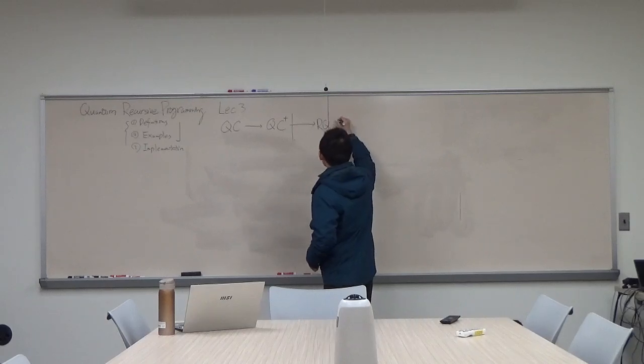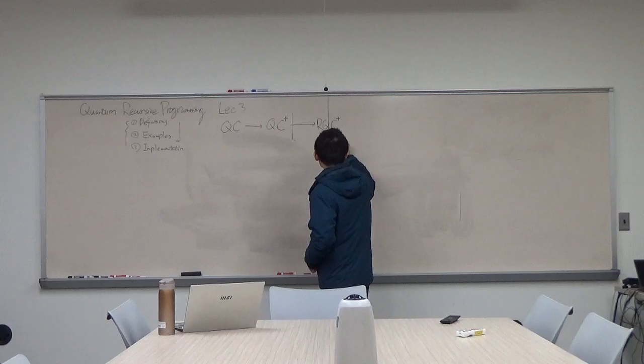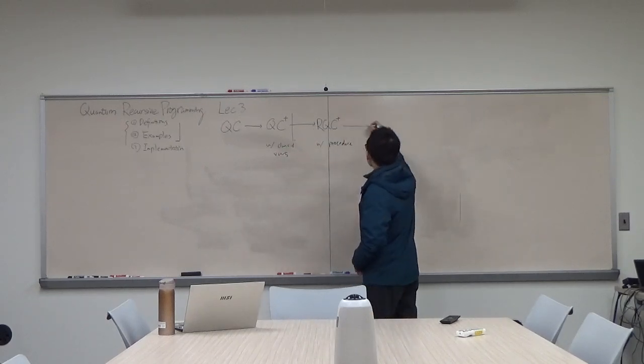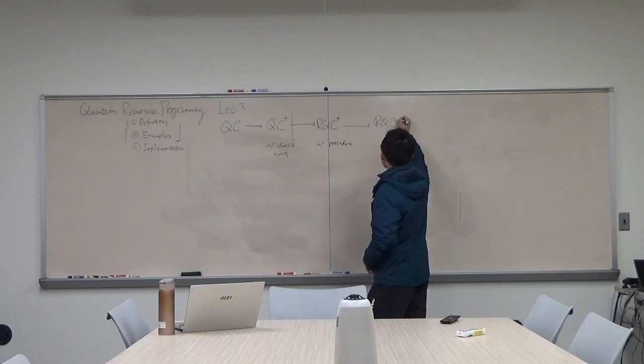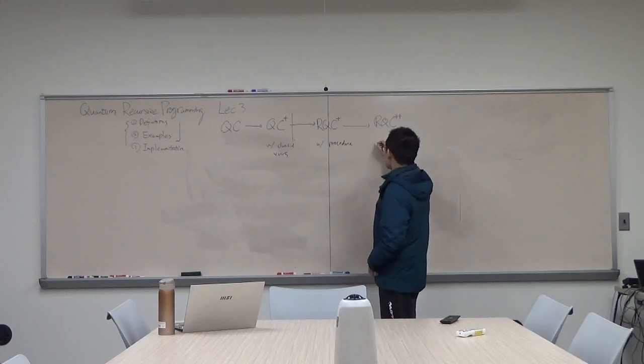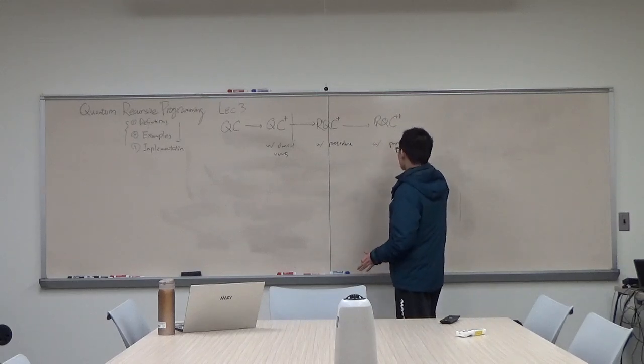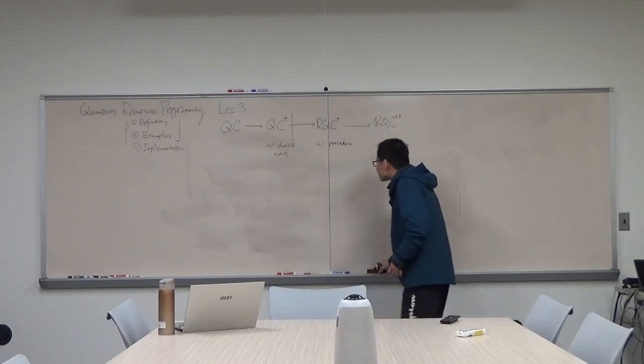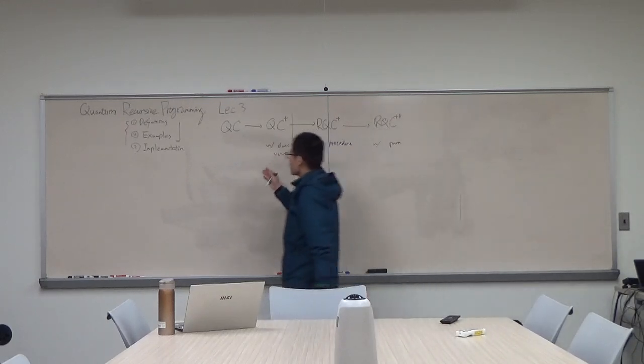So it will become RQC plus, with procedural calls, procedure, and this is with classical variables. And finally, we will arrive at C++. This is with parameterized procedure, or with a procedure that allows parameters.